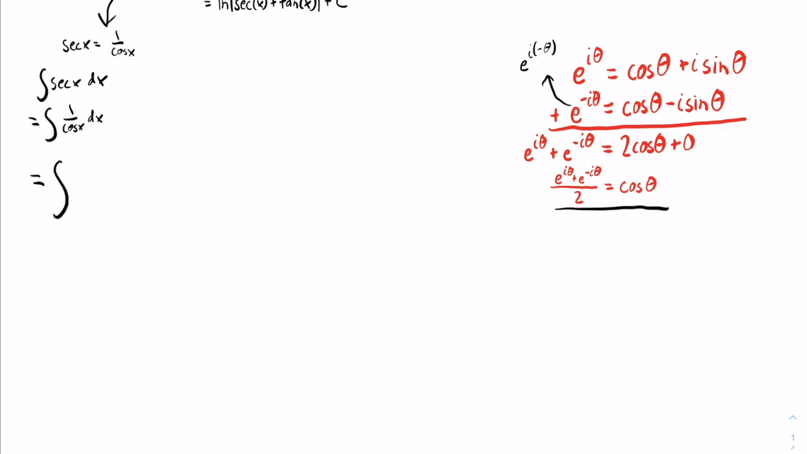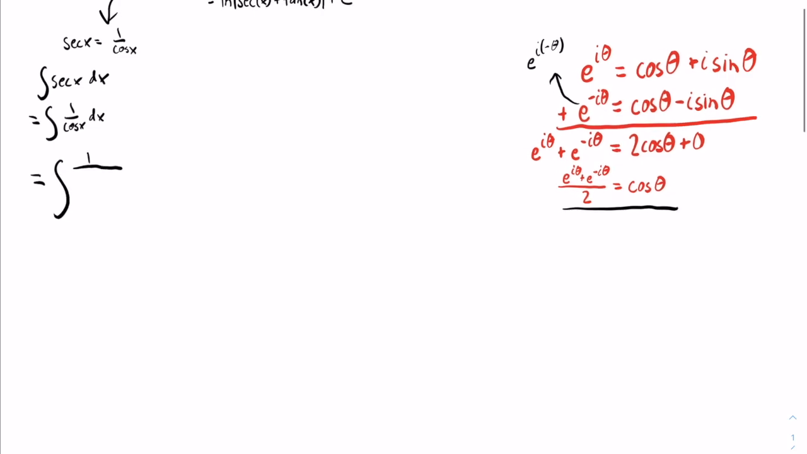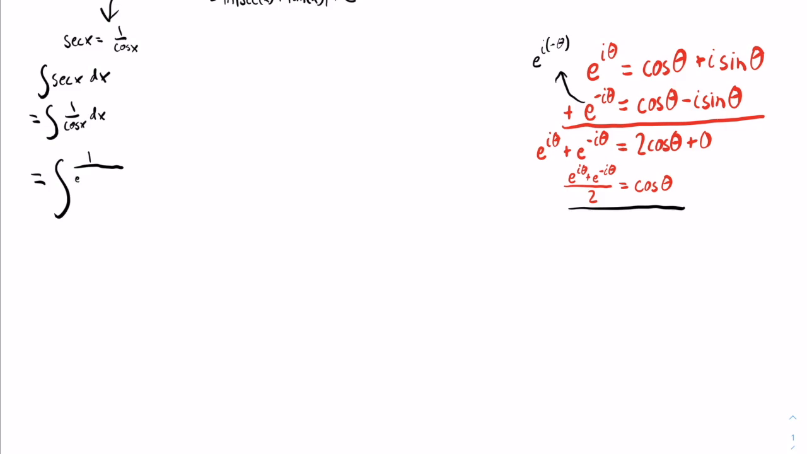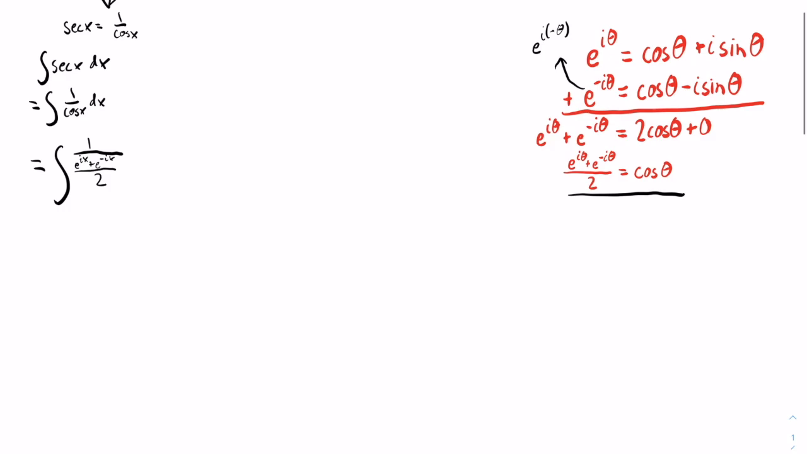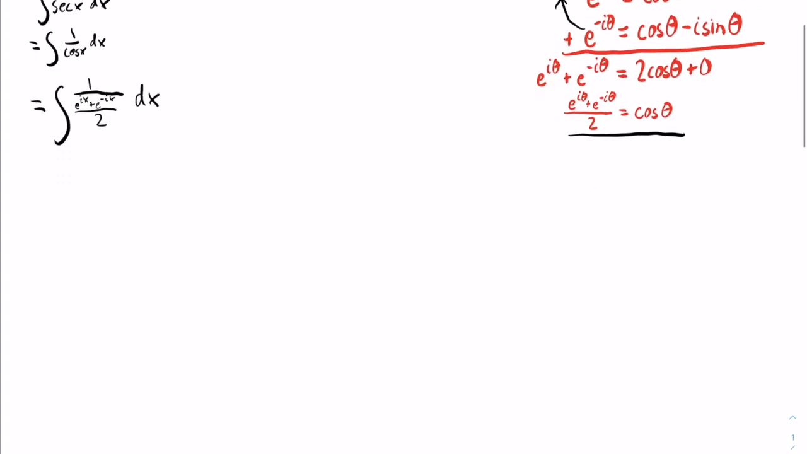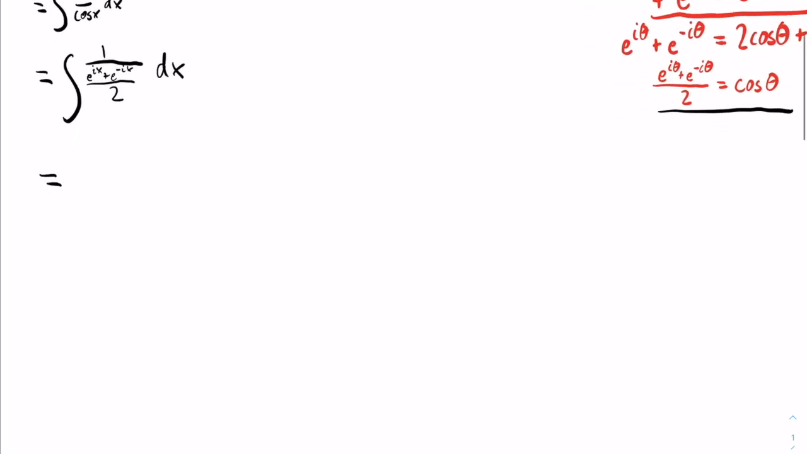So now it becomes 1 over, and it's always kind of hard to write these double-decker fractions, e to the ix plus e to the negative ix all over 2 dx still. We haven't done a change of variables or anything. We're just now moving onto the complex plane. And here I'll just rewrite it like this: 2 over e to the ix plus e to the negative ix dx.